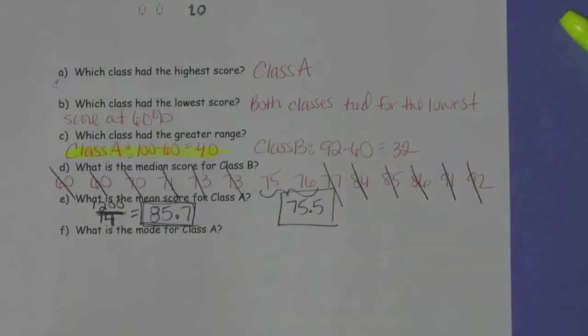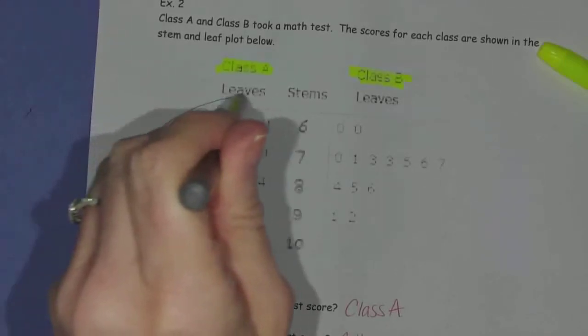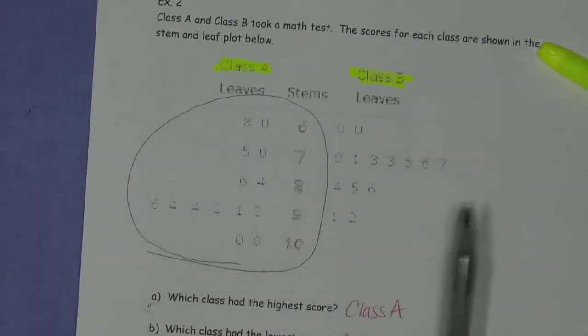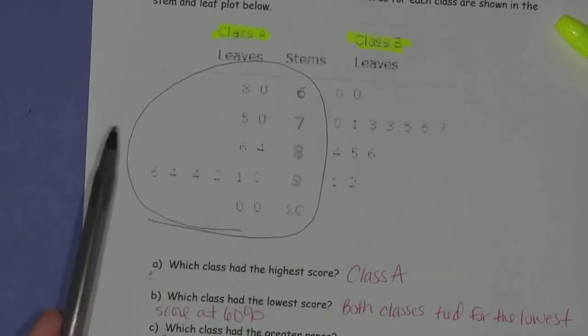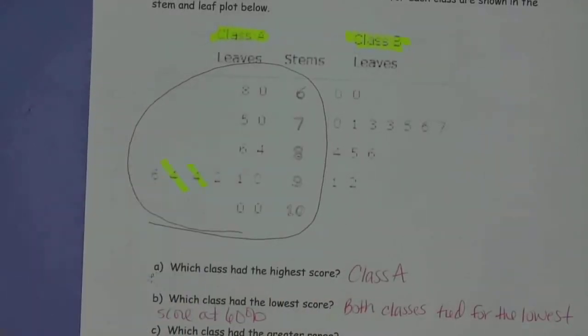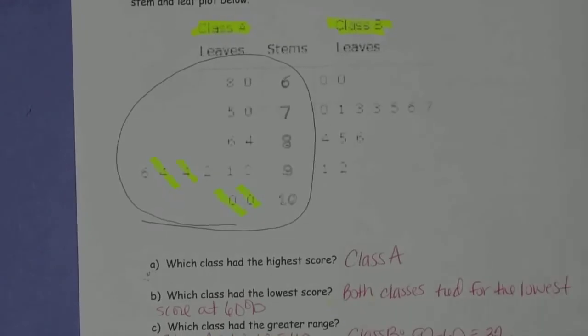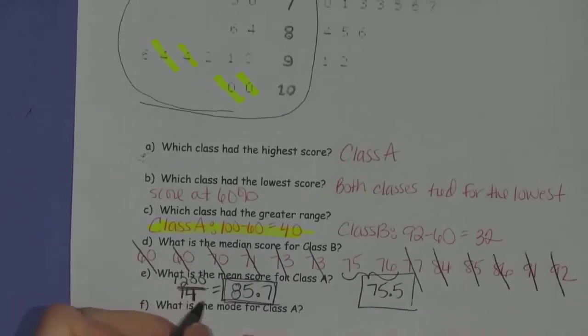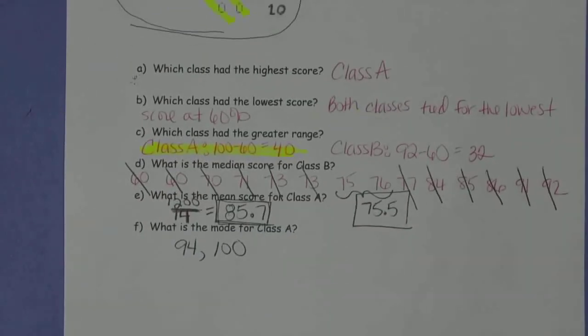And last but not least, what is the mode for Class A? So which score occurs most often for Class A? Well, we only have one 60, one 68. Do we have any doubles? Okay, right here. We've got two 94s, but we also have two 100s. So we can have two modes. So the score that occurs the most often is a tie between 94 and 100. So we have two modes.